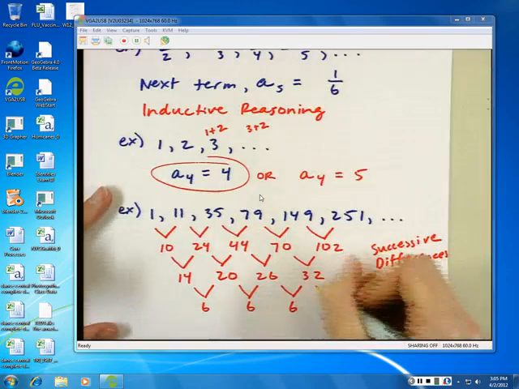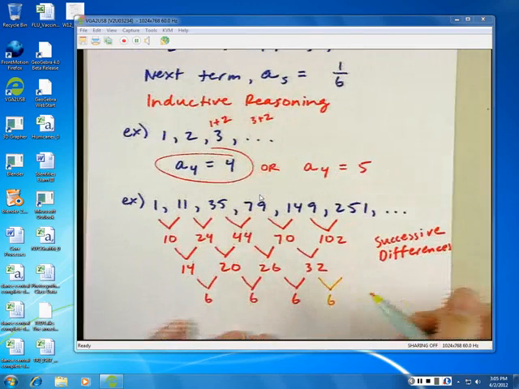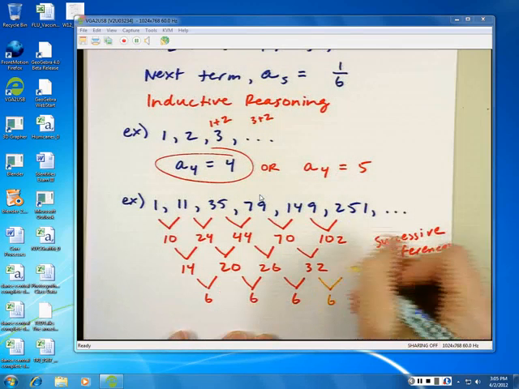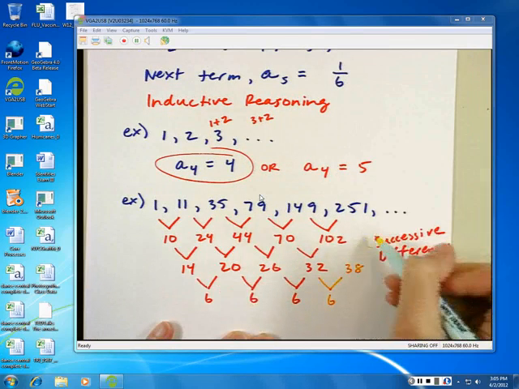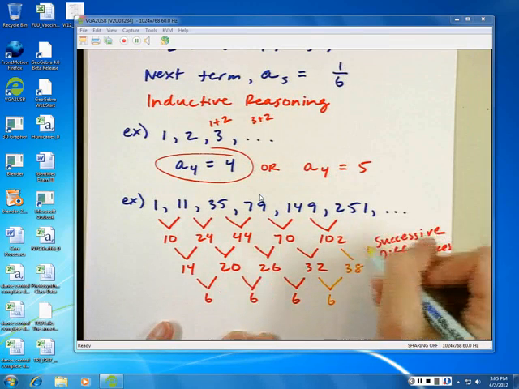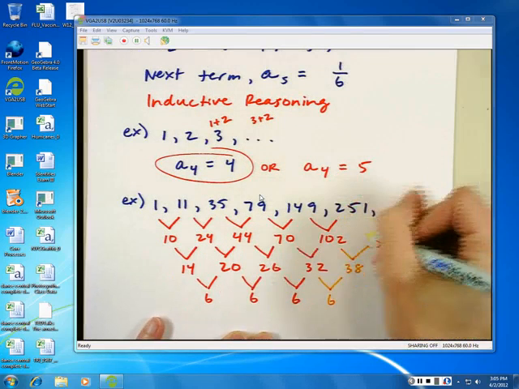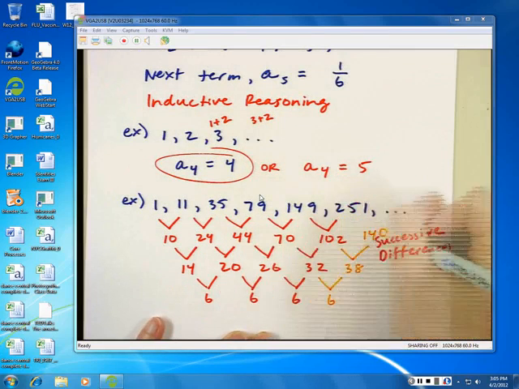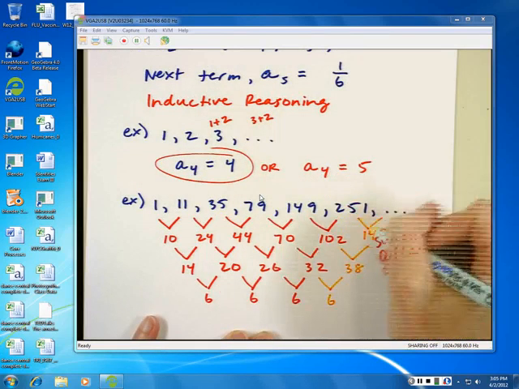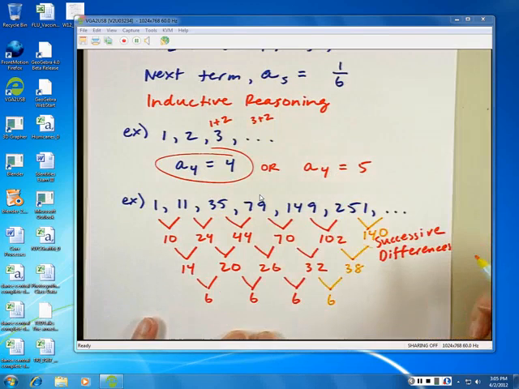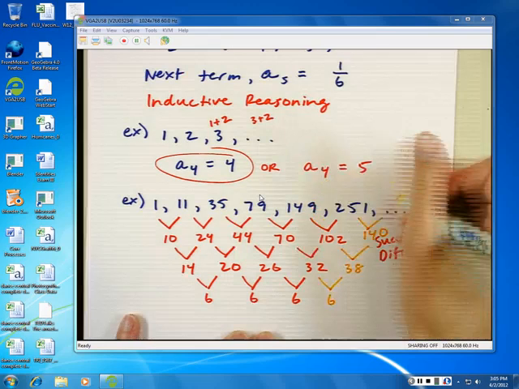Okay, so I need a 6 from 32 to the next number. 32 plus 6 is 38. To get to this number here, which was my first level of differences, I need 102 plus 38, which is going to be 140. So to get from 251 to the next number, I need to add 140, which is 391.